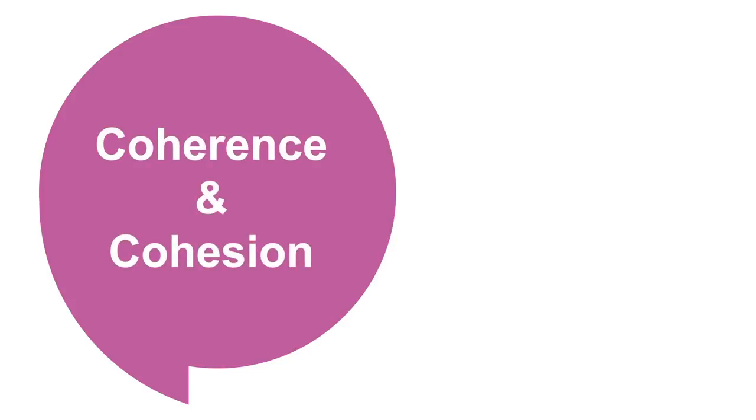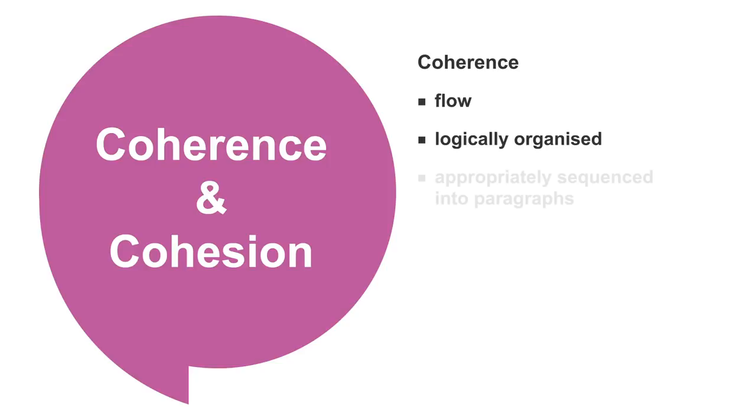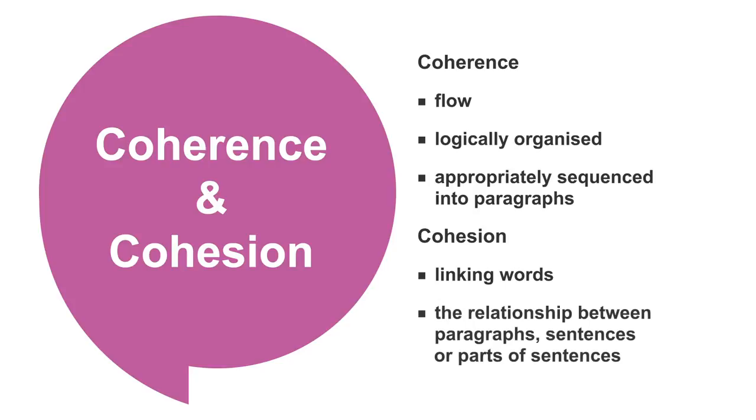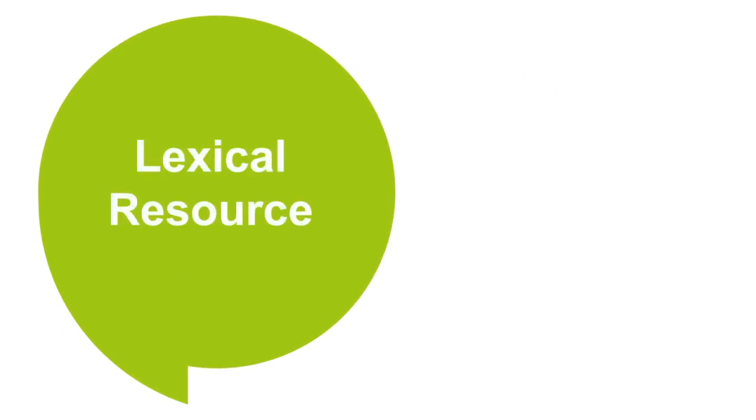The next criteria is coherence and cohesion. Coherence refers to the flow of your writing. It's important that your ideas are logically organized and appropriately sequenced into paragraphs so that they are easy to follow. Cohesion assesses whether you have used appropriate linking words to connect ideas and show the relationship between paragraphs, sentences, or parts of sentences.